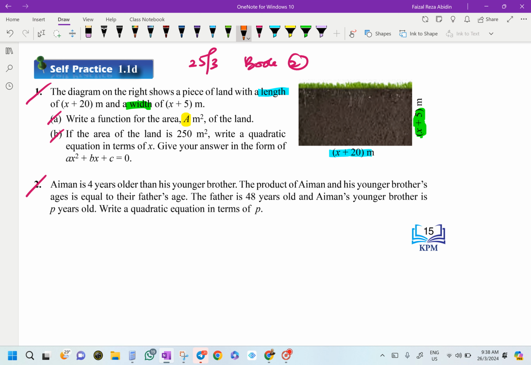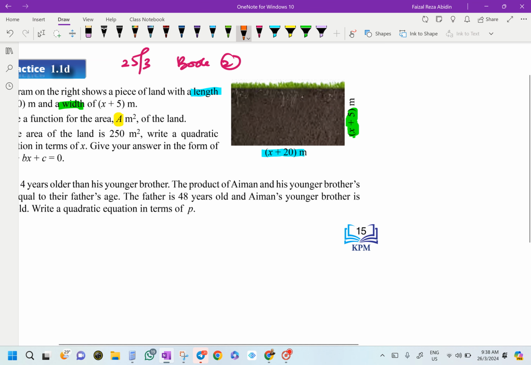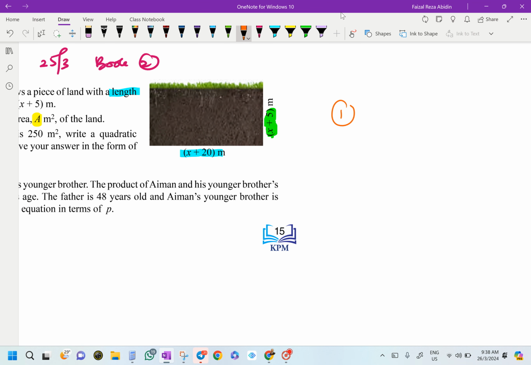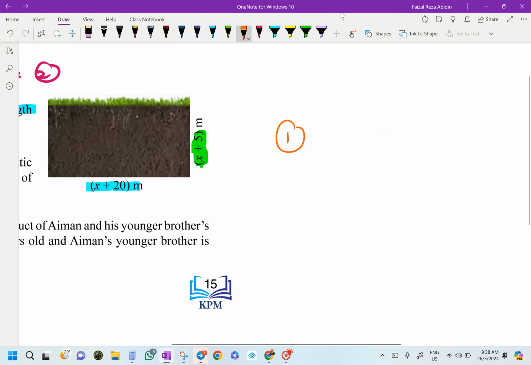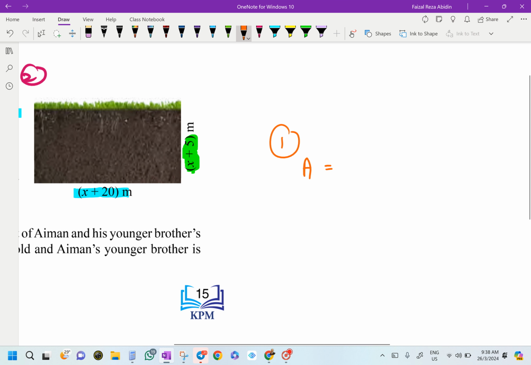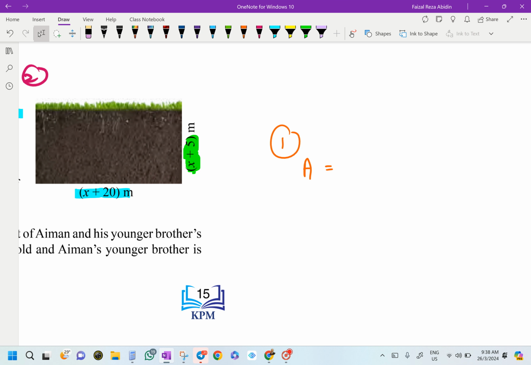So you're going to do this one as for number 1 here. You are going to have A first. Why A? Because that's going to be your area. So we know that to get our area, you are going to do length times the width. So you already have the length over here, x plus 20 times x plus 5. So what should we do?